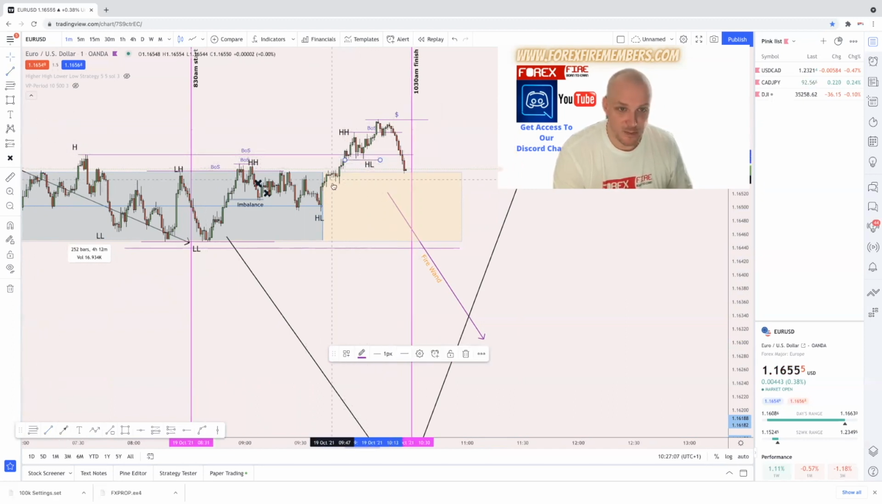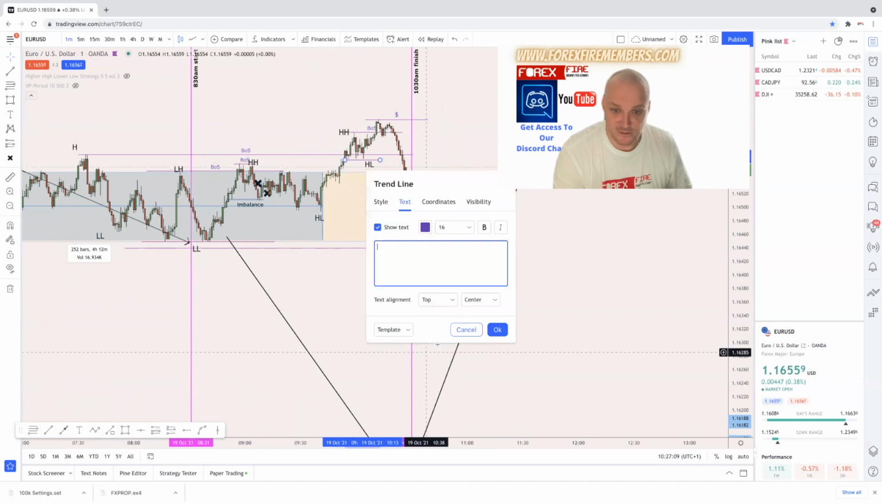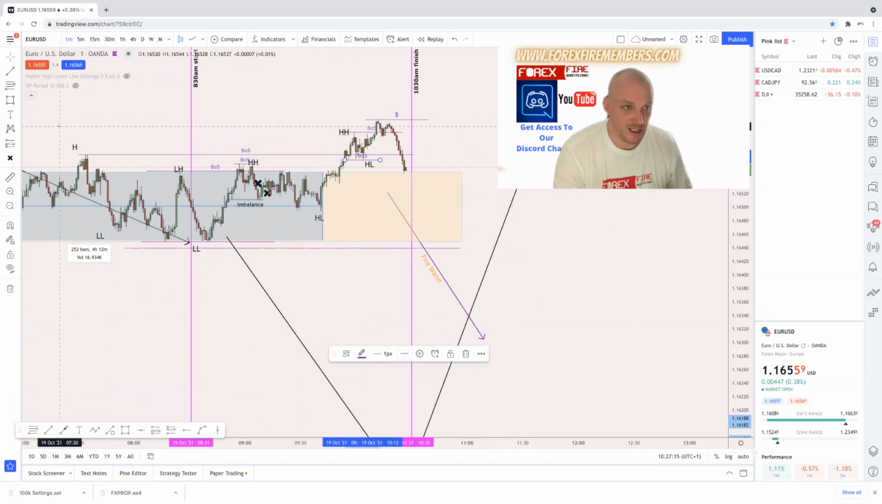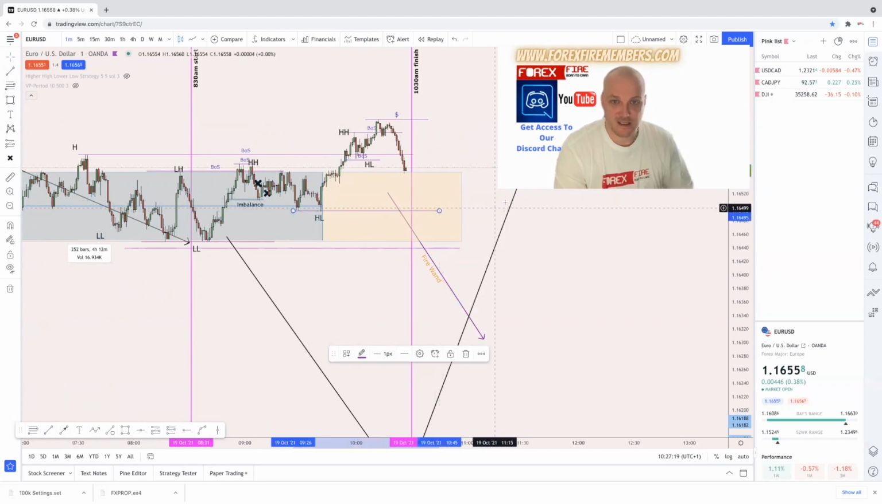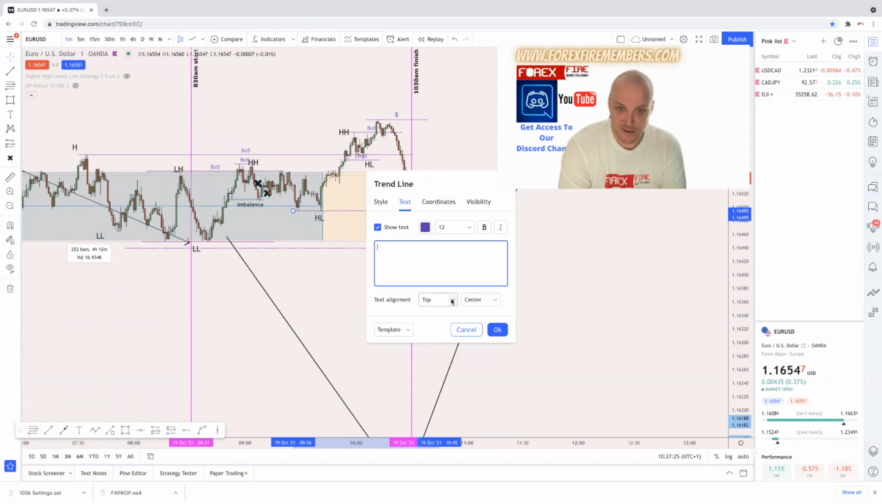So again, that's been a break of structure there in itself. And now it's certainly going to head down towards the liquidity on that, I dare believe. And again, I'll mark this up simply because it gives me something to look at tomorrow morning when we start tomorrow morning's session off.